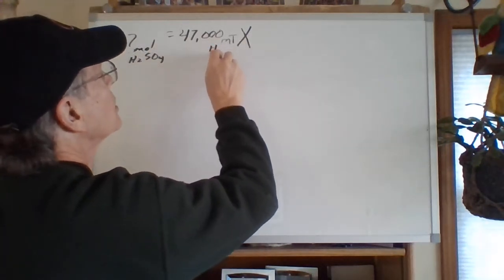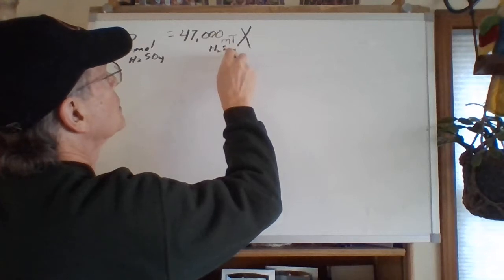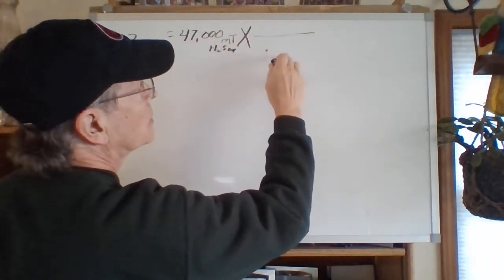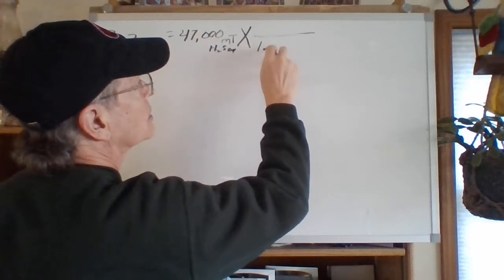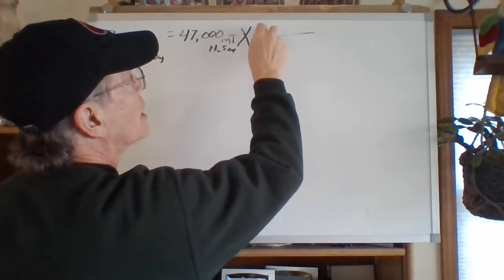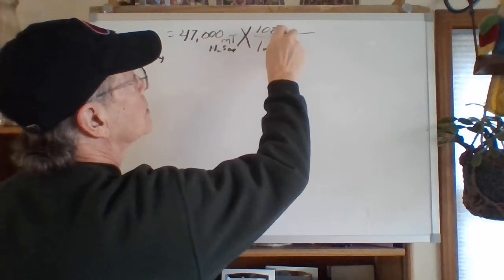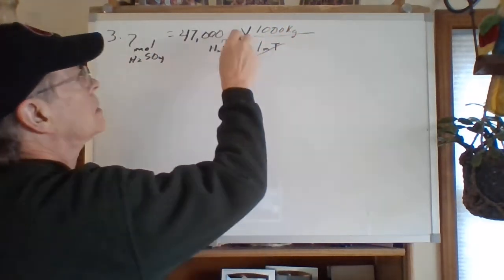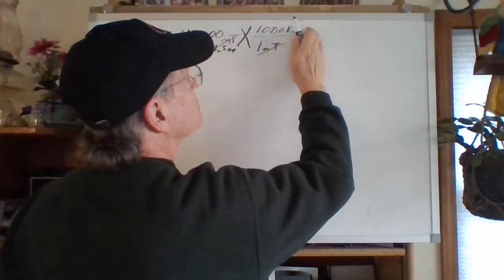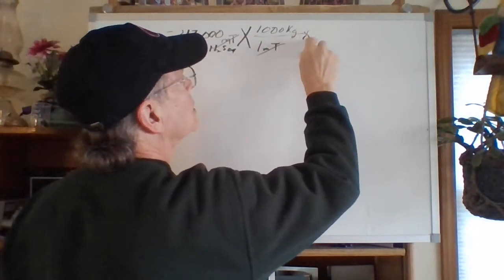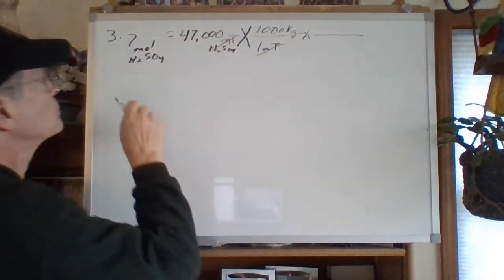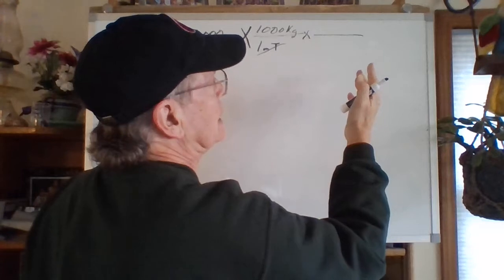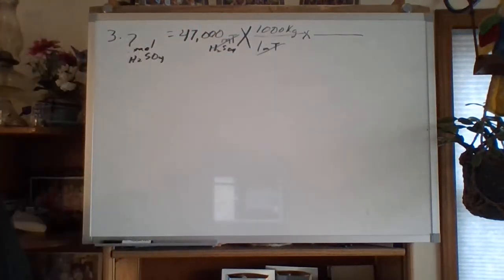It is the same substance, H2SO4. 1 metric ton would have to be on the bottom. Metric ton is 1,000 kilograms. We get rid of that unit. We want to know moles, though. Moles. Do we know? Could we put moles into the next factor?